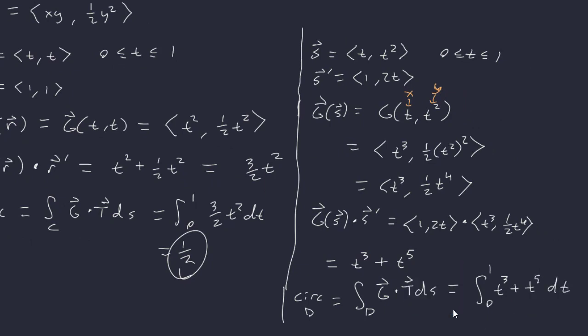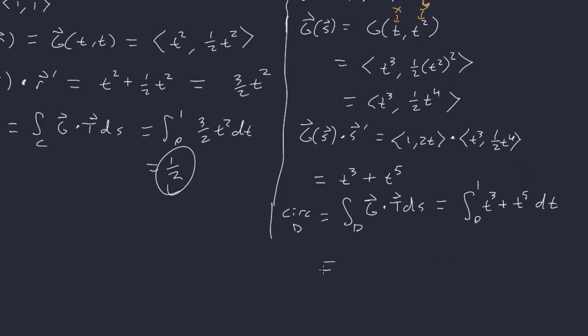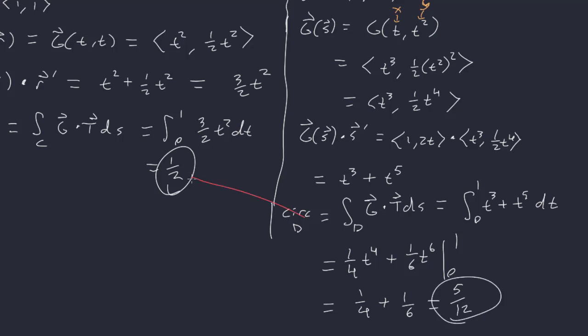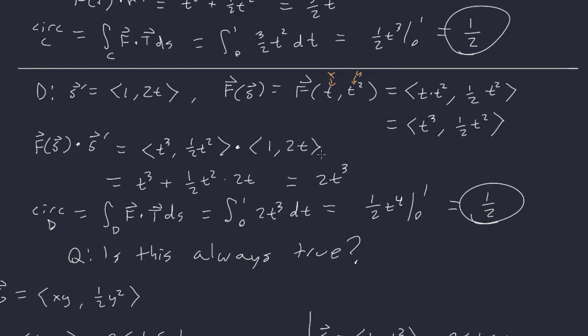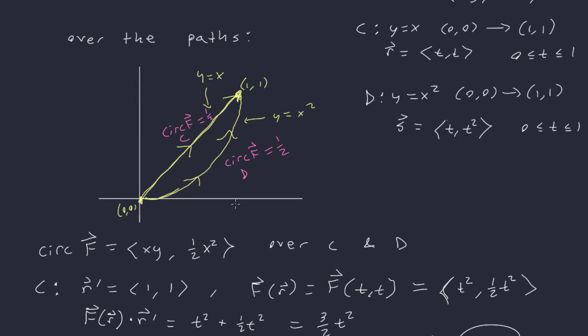All right, we're almost to the point I'm trying to make. When we integrate this, I'm going to get 1/4 t to the fourth plus 1/6 t to the sixth. And we just evaluate that from 0 to 1. So it's 1/4 plus 1/6, which comes out to be 5/12, which is not equal to the 1/2. So the circulation for G does not line up.